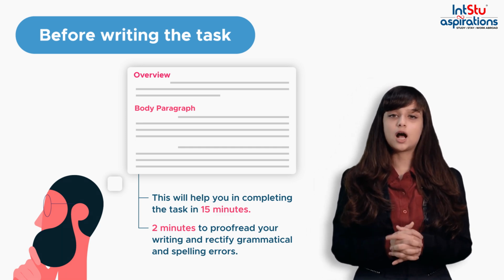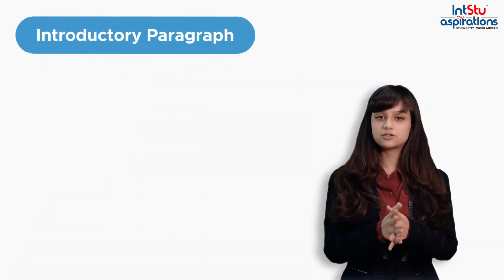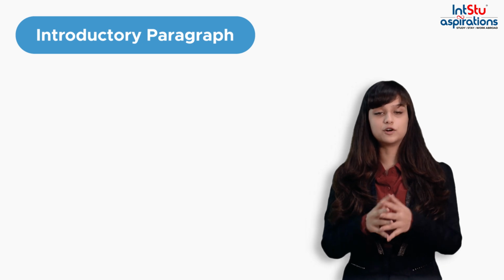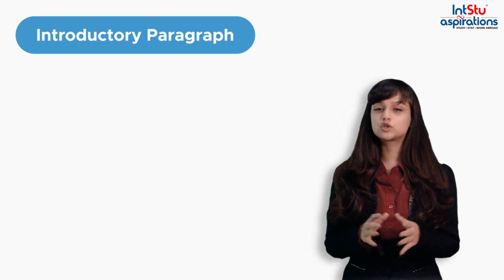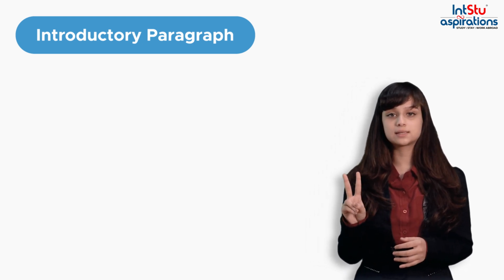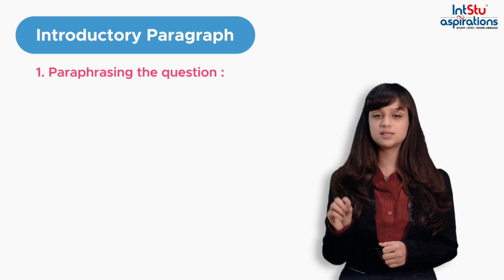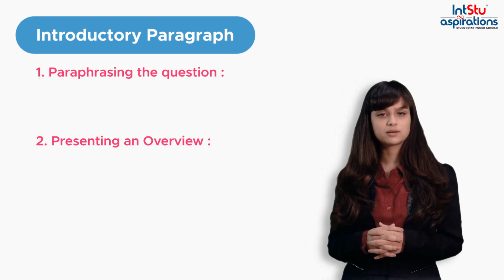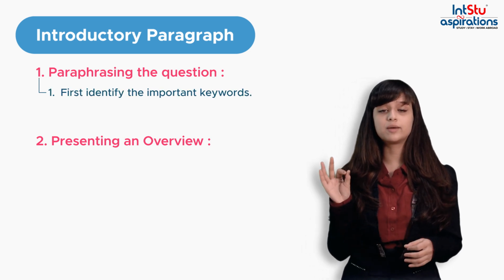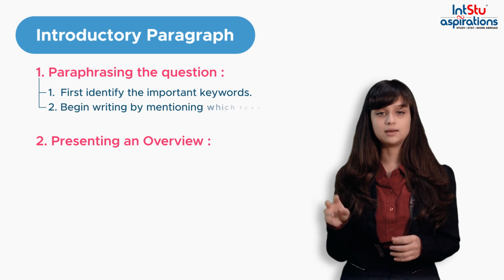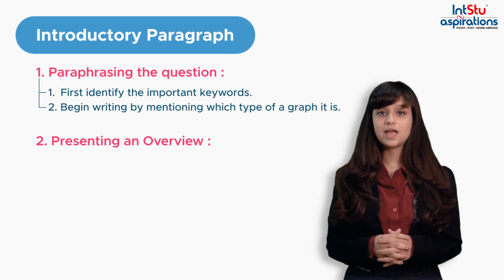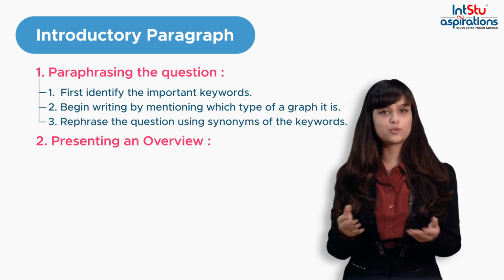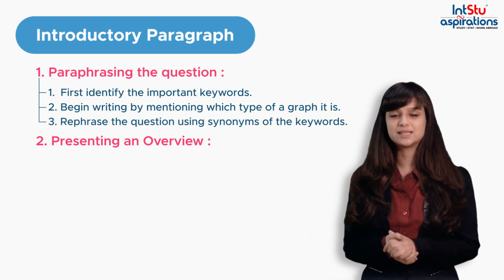Now, let us take a look at how to write the introductory paragraph, which is the most significant paragraph as it is read first. As I have told you earlier, it contains two parts. First, paraphrasing the question. Second, presenting an overview. How do we paraphrase the question? First, identify the important keywords. Second, begin writing by mentioning which type of graph it is. Third, rephrase the question using synonyms of the keywords.